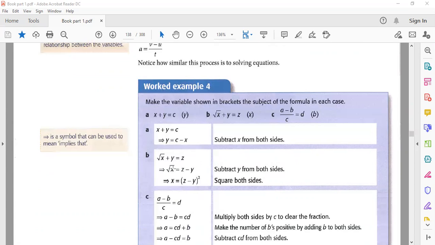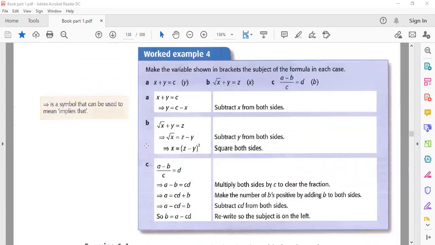Okay, now x plus y equal to c. Let's suppose I want to find y. So what I need to do, I just put x on the other side. Here we have plus x, so if I send it to the other side, it will be minus.